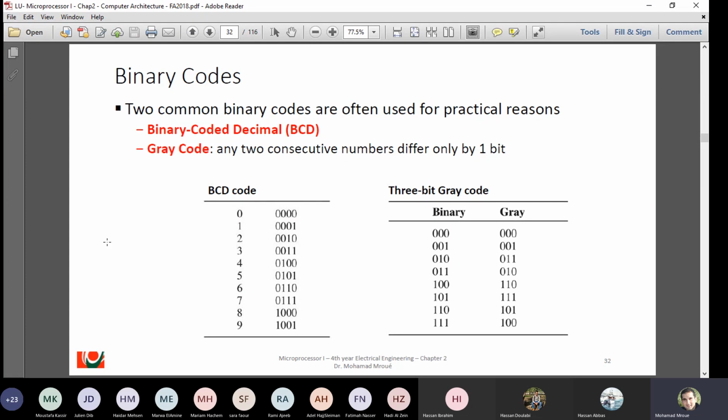So two common binary codes are often used for practical reasons, and one is binary coded decimal. Okay? So the BCD is defined only from 0 to 9 because it consists in directly replacing the base 10 digits by this binary code. We have also the Gray code, where any two consecutive numbers differ only by 1.